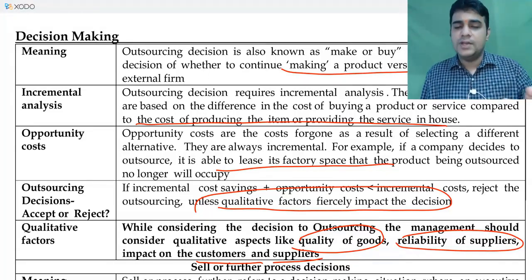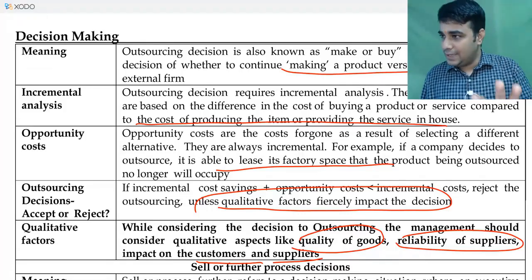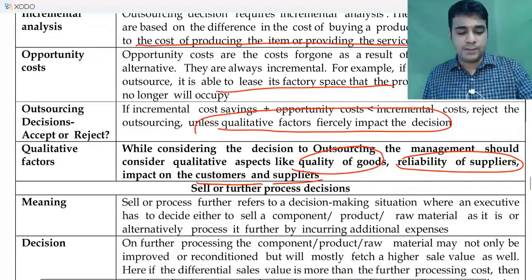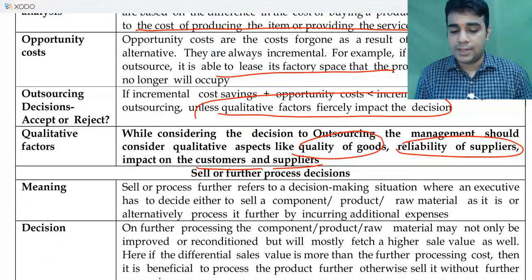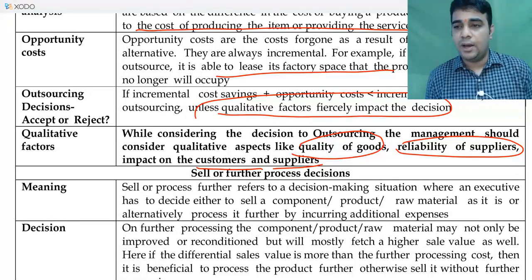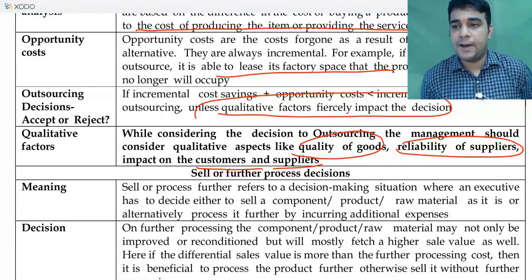Here also, sell or further process decision, again you will have to look at what is the extra benefit and what is the extra cost you incur. Incremental revenue compared with incremental cost. Now again there are some qualitative factors which you need to look at. Any idea what can be a qualitative factor for sell or further process decision? Any qualitative factors do you see?